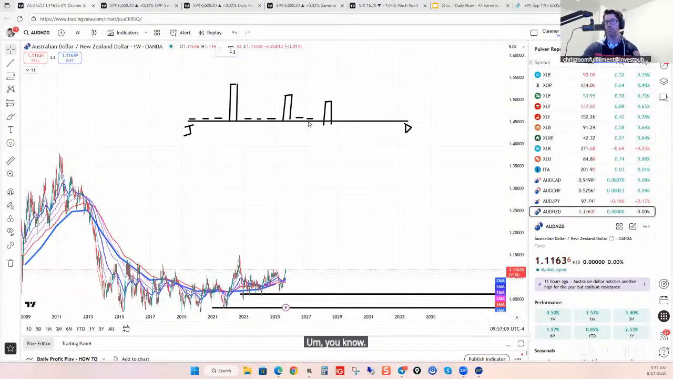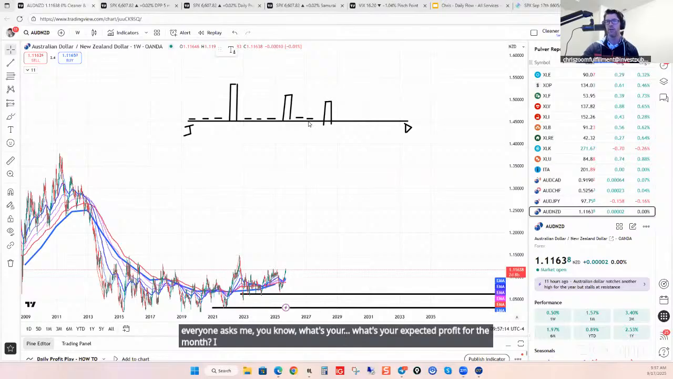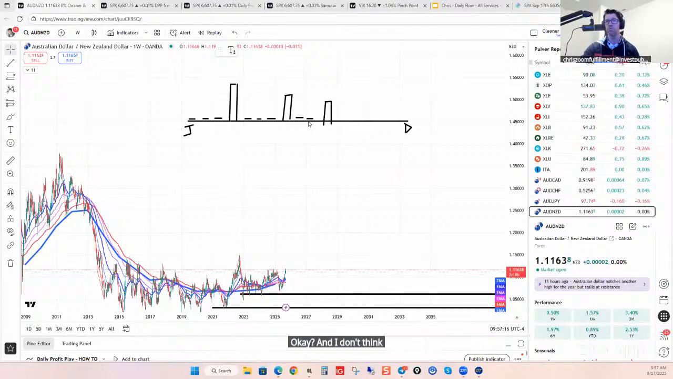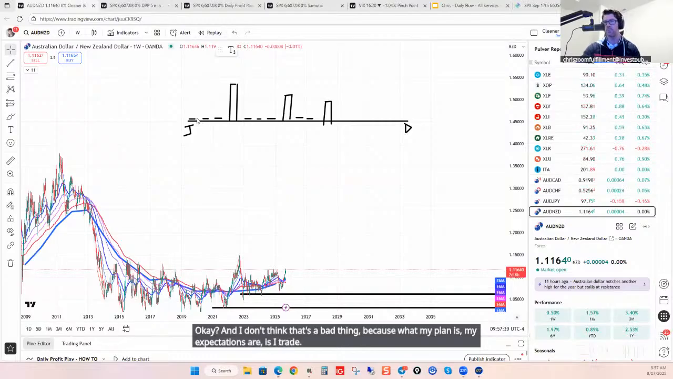capital month. I mean, I don't manage month to month. Like everyone asks me, what's your expected profit for the month? I don't have a plan. And I don't think that's a bad thing because what my plan is, my expectations are, is I trade what is a good setup.